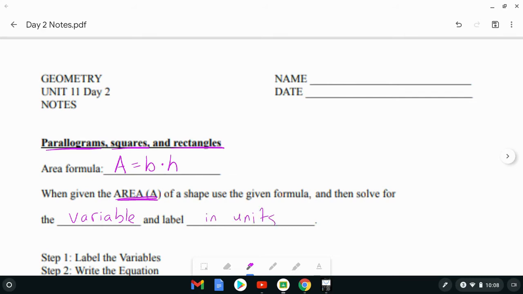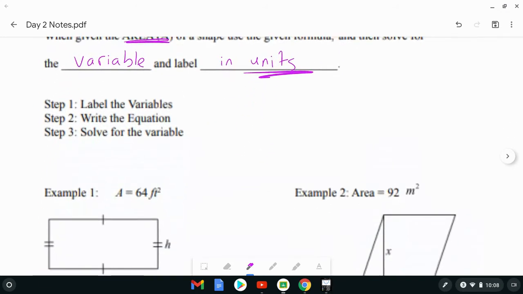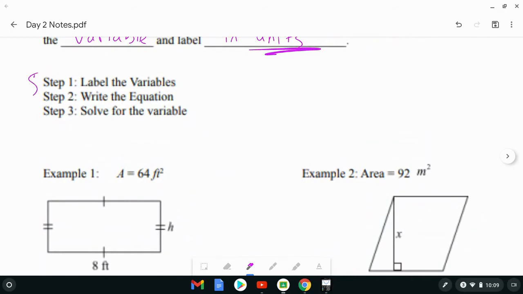So we just emphasized yesterday that when you're finding the area, you have to label it in units squared. Well, this time we're actually using the area to solve for a side. And so because we're talking about a side, our length is just going to be in units. Here's your 3 steps to do these types of problems.